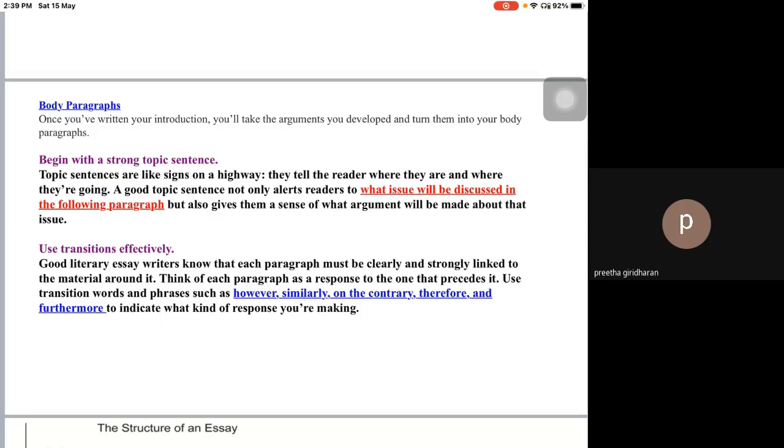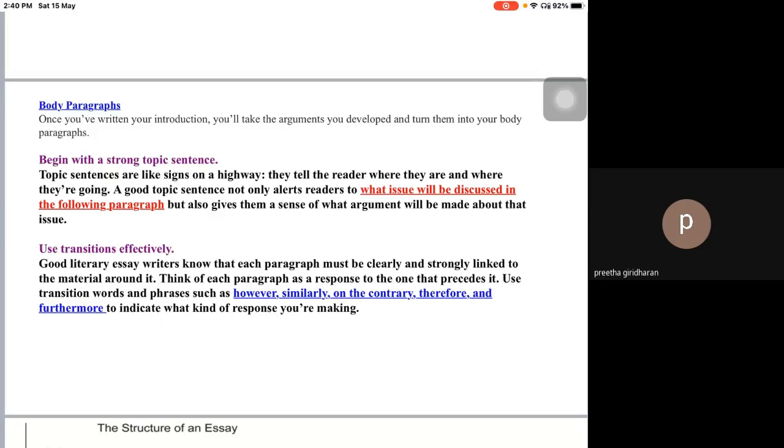Once you've written your introduction, you'll take the arguments you developed and turn them into your body paragraphs. When you make your body paragraphs, you begin with a topic sentence, a strong topic sentence. Again, topic sentences are like signs on a highway. They tell the reader where they are and where they are going.